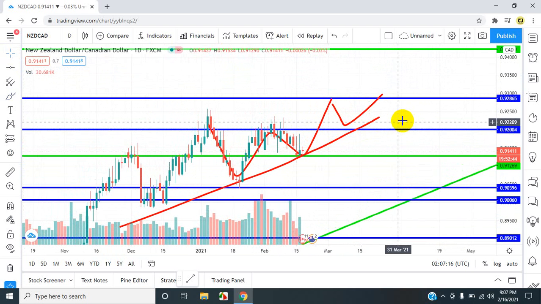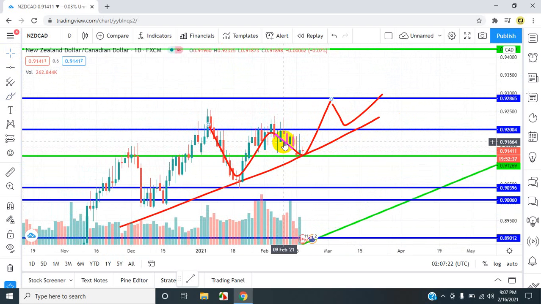I'm going to leave these drawings on here, so if we come back to CAD later on down the line, we can see if it does something similar to my drawings.